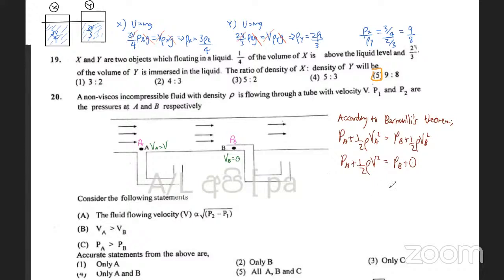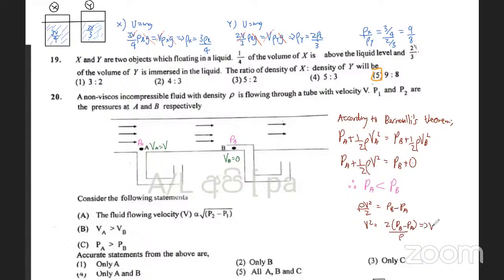Now tell me who is larger, PA or PB? Obviously it should be PB, right? Because with PA, when you add something only, you are getting PB. Good. And the other thing, if I make V the subject, rho V squared by 2 is equal to PB minus PA. V squared is equal to 2 times PB minus PA over rho.